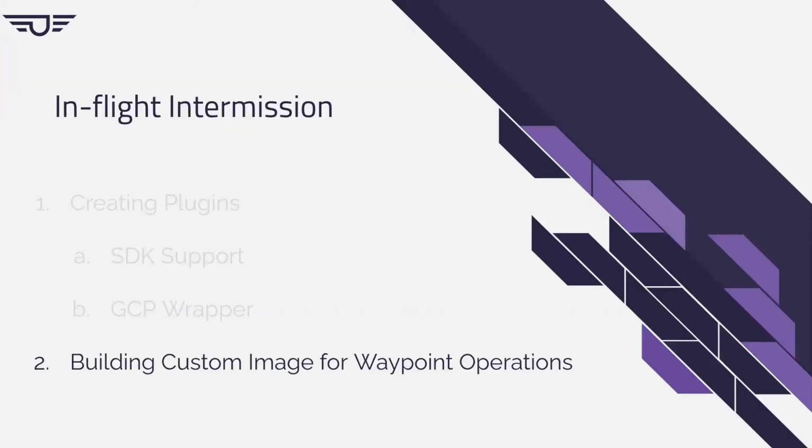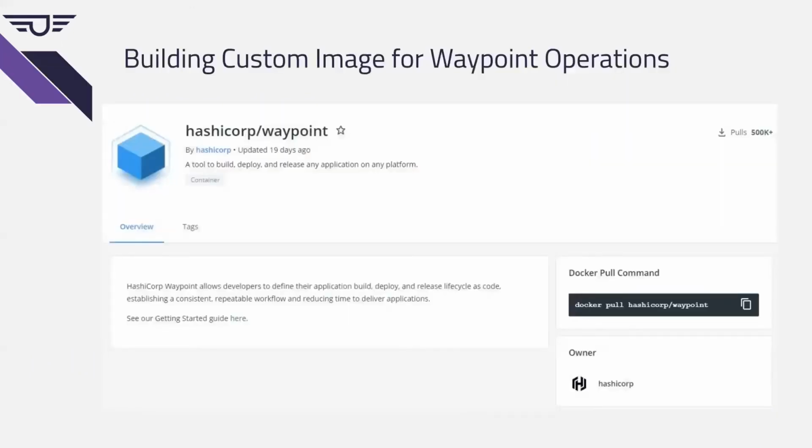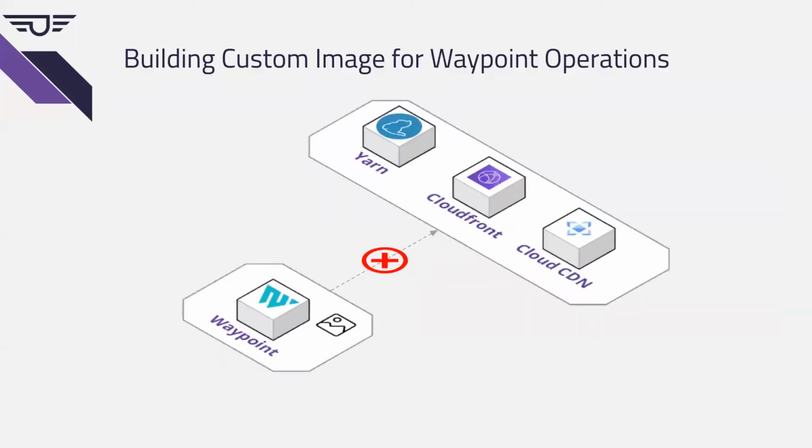So we went over some challenges of creating plugins, how SDK support came into play, and why we needed a GCP wrapper. We'll cap it off with our last challenge of building a custom image to handle Waypoint operations. By default, Waypoint uses HashiCorp's Waypoint image, which can be found publicly available on Docker Hub. It includes the Waypoint binary and built-in plugins, but this introduced a problem for us. We wanted to include our custom plugins for Yarn builds and Cloud CDN and CloudFront deployments.